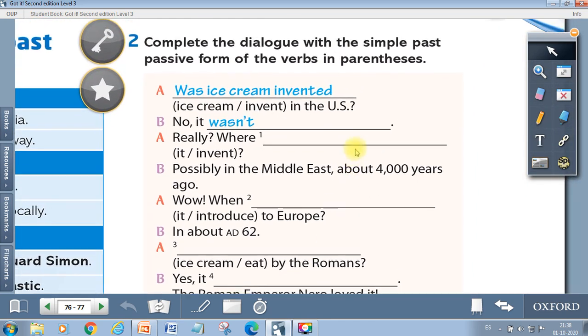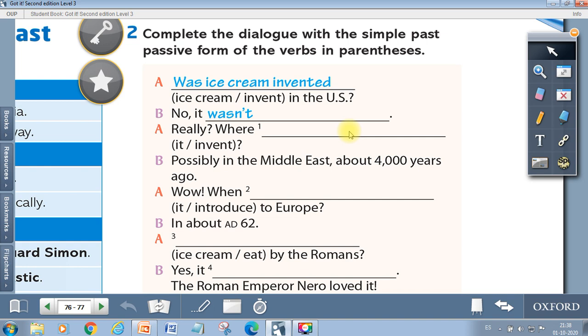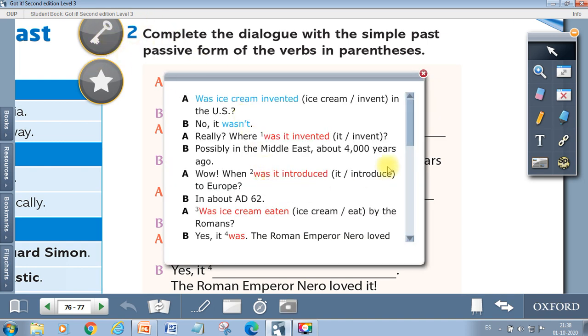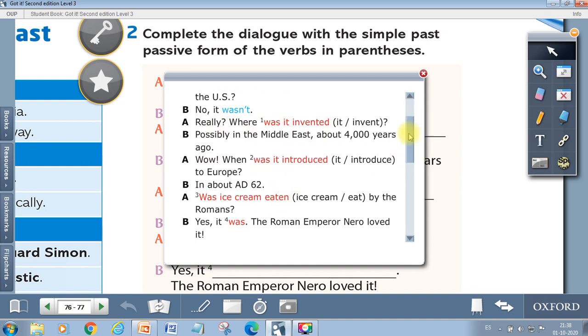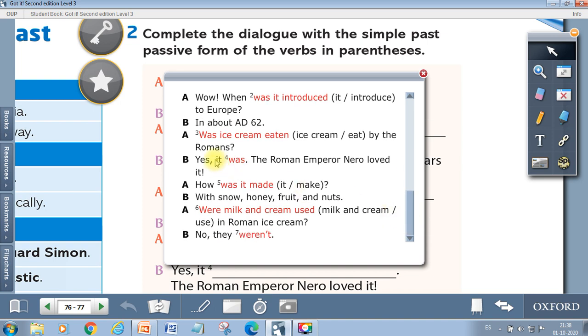Now we are going to take a look at the correction of exercise number 2. Take a look. Number 1, was it invented? Number 2, was it introduced? Number 3, was ice cream eaten? Number 4, was. Number 5, was it made? Number 6, were milk and cream used? Number 7, weren't.